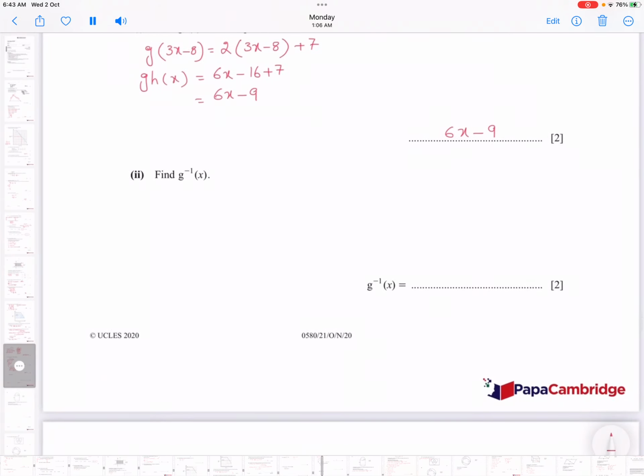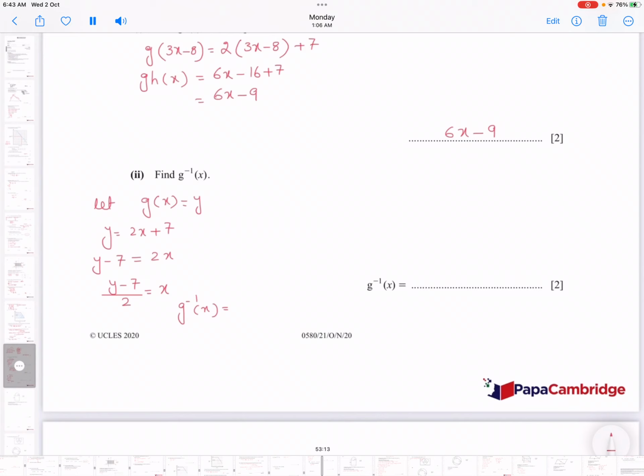Find g inverse of x. So for g inverse of x, let g of x be equal to y. Now y is equal to 2x plus 7. From here isolate x. So this is your inverse. Now replace y by x. So you can write x minus 7 over 2. So this is your g inverse of x.